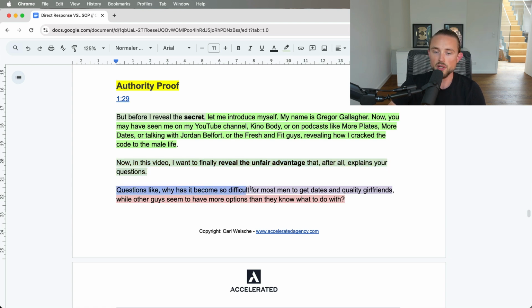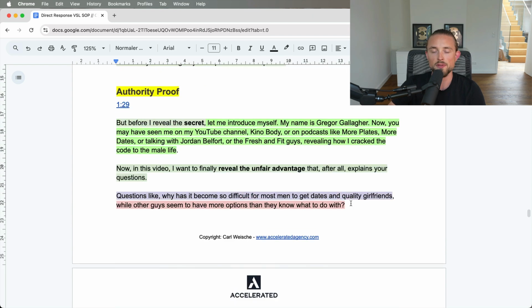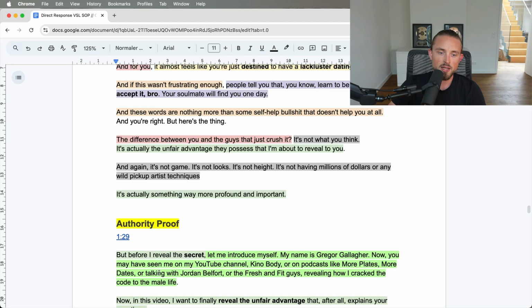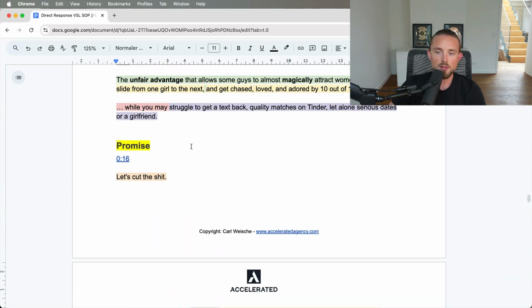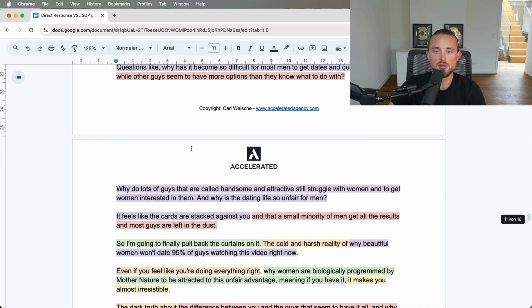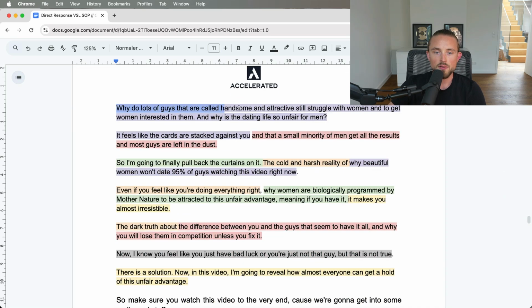Questions like, why has it become so difficult for most men to get dates and quality girlfriends, while other guys seem to have more options than they know what to do with? So what you can see here in the script is that we oftentimes use the exact same pain points written in different variations. Why do lots of guys that are called handsome and attractive still struggle with women and to get women interested in them?